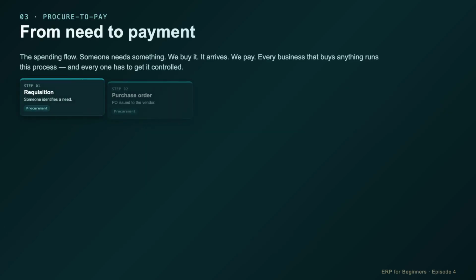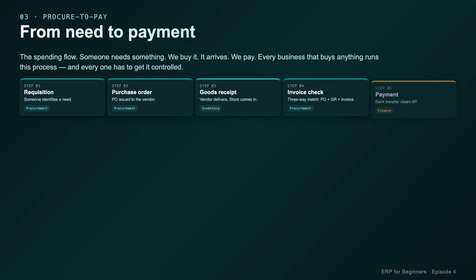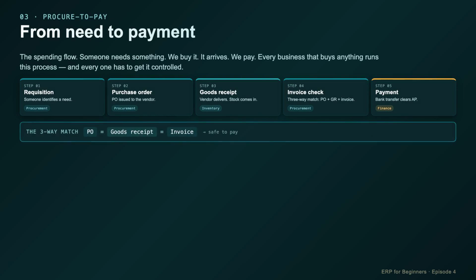Procure-to-Pay, the spending loop. Someone identifies a need. A requisition is raised. Procurement turns it into a purchase order to the vendor.